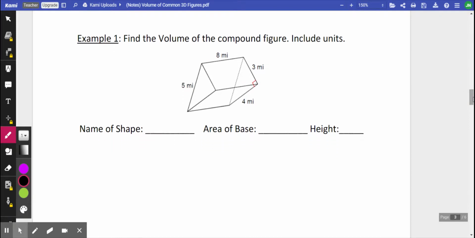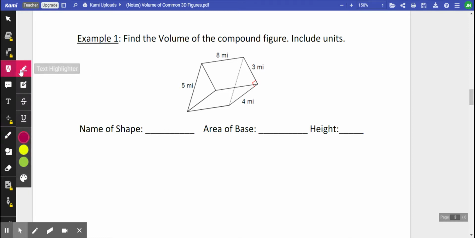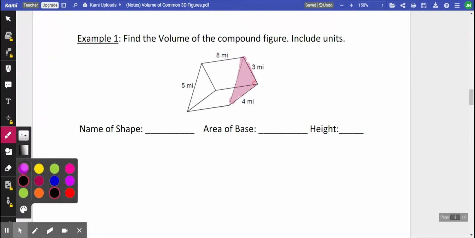Okay, so let's go through some examples. Example number 1: find the volume of the compound figure, include units. I'm going to go ahead and mark this up. This is actually a prism, right? Prism is just a fancy way of saying box. More specifically, it's a triangular prism, because one of these slices, which is the same all the way through, is a triangle.